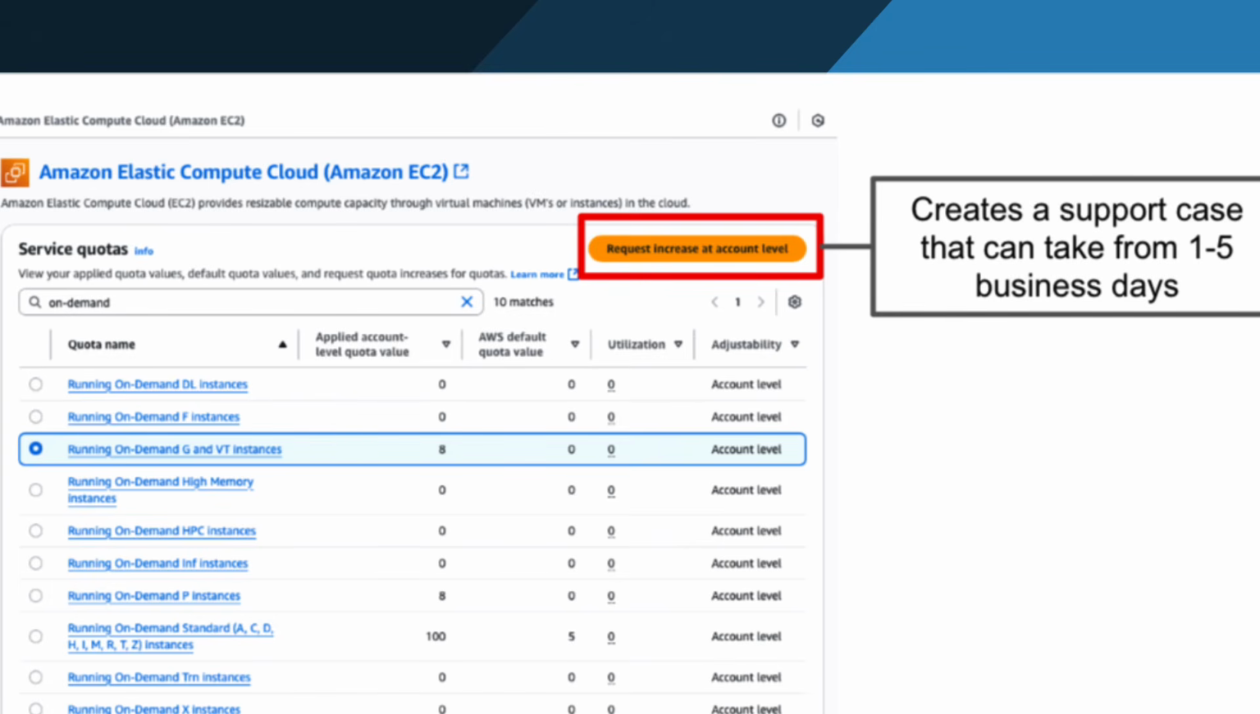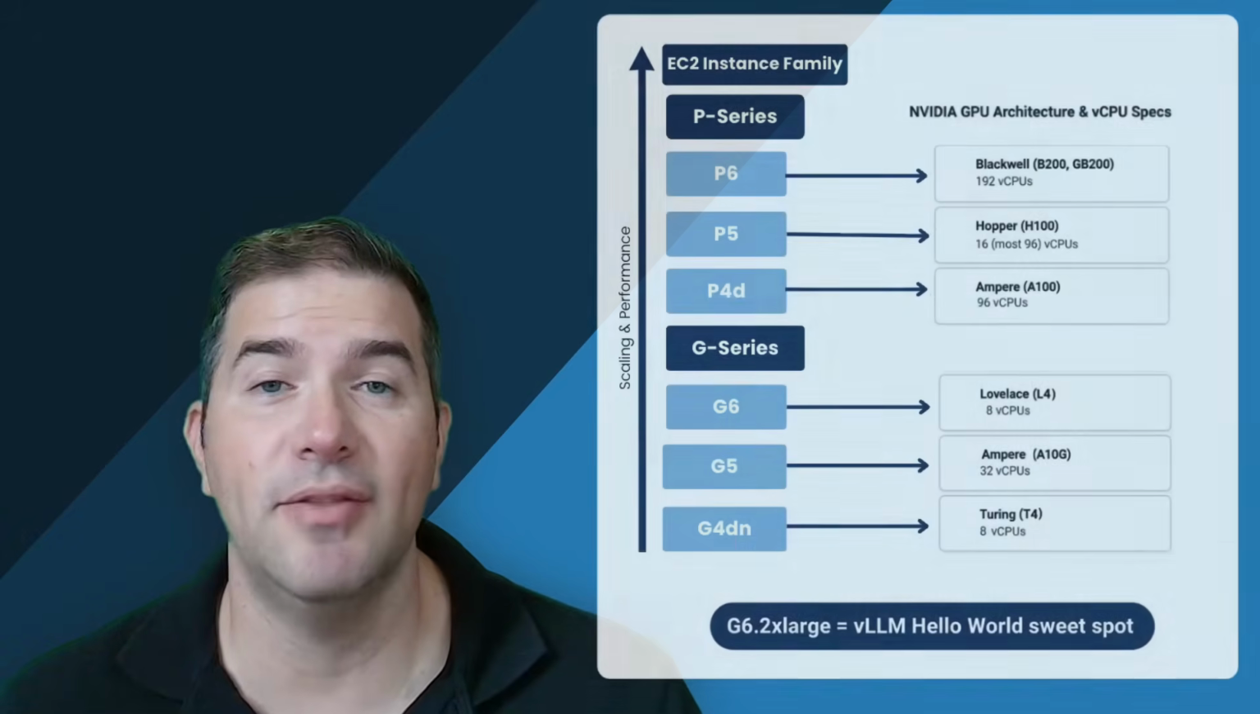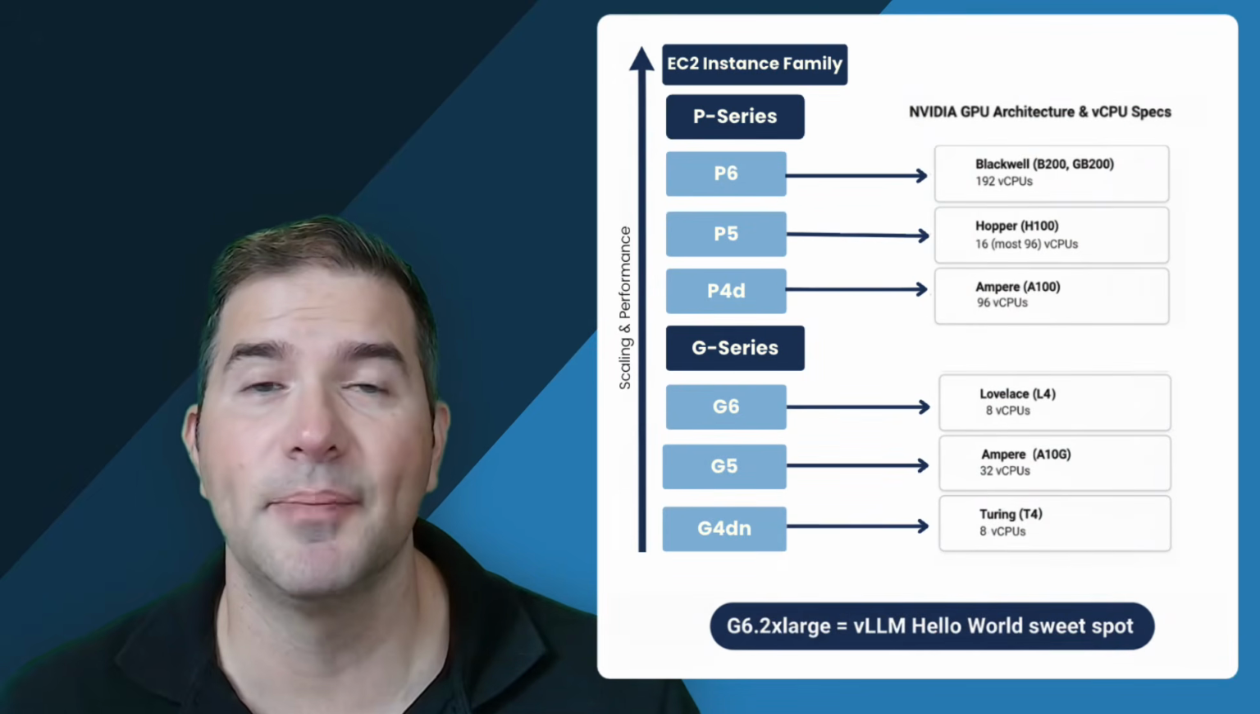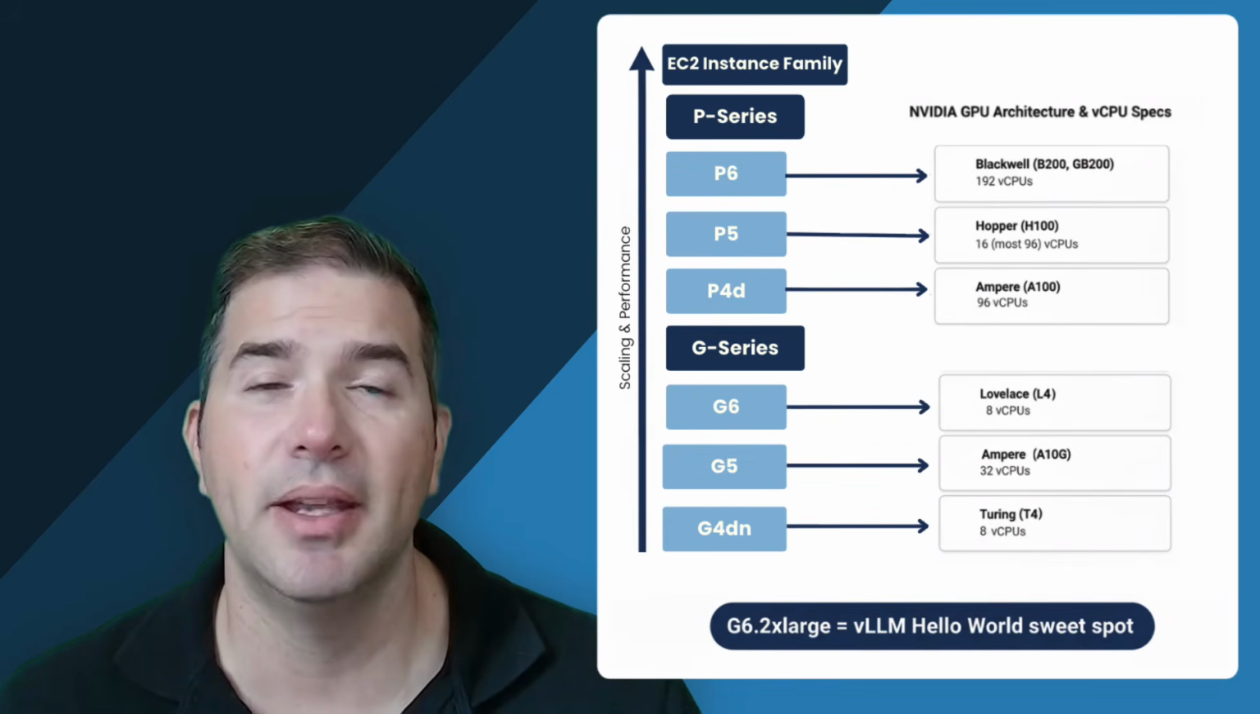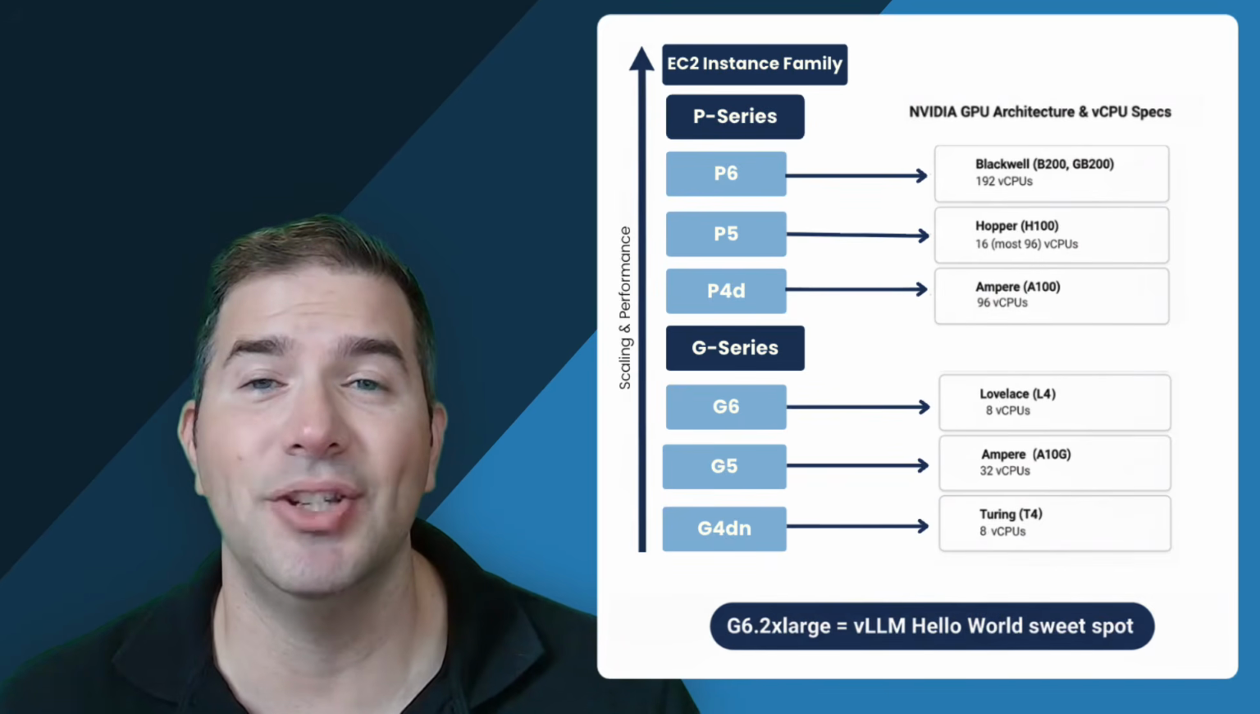Once you have the AWS service quota squared away, AWS offers a bunch of different GPU instances like the P family and G family of instances. Each family is designed for different workloads and comes with different NVIDIA GPUs. But for getting started with vLLM, you don't need a massive expensive server.